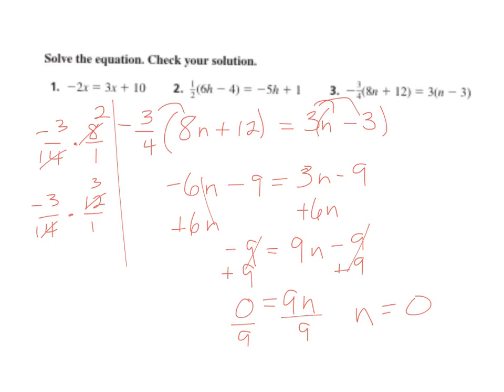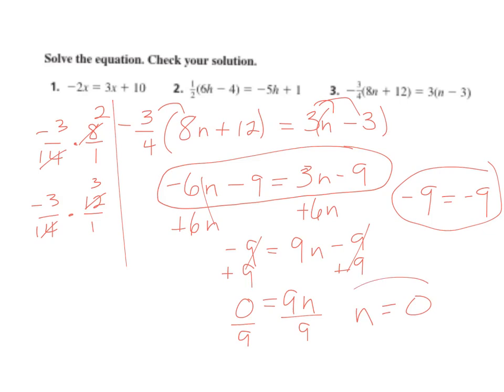So we have to check this. So let me just take a look. Where can we check this? Let's do it here. After our distribution, negative 6 times 0 is 0. 0 take away 9 is negative 9. 3 times 0 is 0. 0 take away 9 is negative 9. My check works. My answer is correct. Kind of nasty ones there with the fractions.